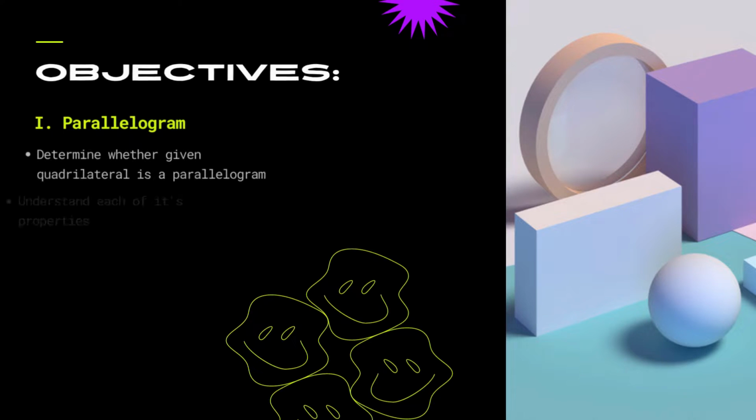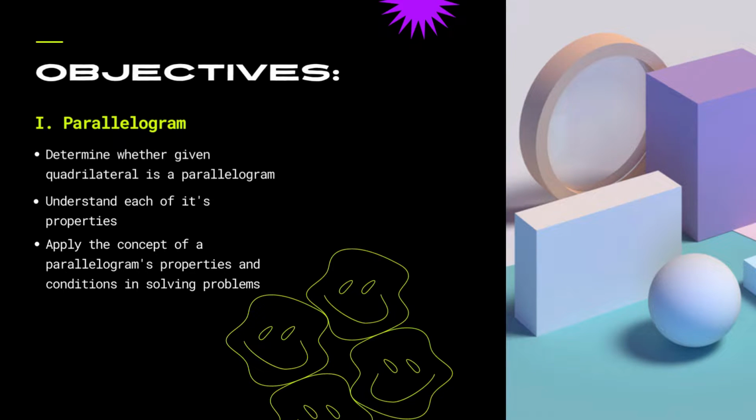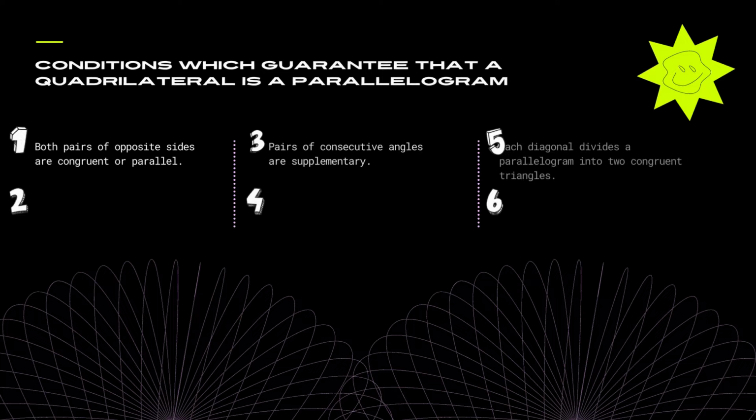Now, moving on, here are our objectives for today's discussion. First is to be able to determine whether a given quadrilateral is a parallelogram. Then, to be able to understand each of the parallelogram's properties. And lastly is to be able to apply the concept of the properties and conditions in solving problems. And with that, let's get started.